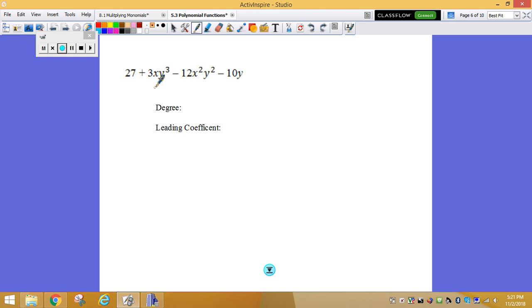Here, whoa, check this one out. Again, I have two variables, right? I have an x and a y. So this is not a polynomial in one variable. So I don't even worry about that. All right, here, my exponents are a 3 and a 2, and this one's a 1. What's the biggest exponent? The 3. What's the number in front of that? A 1/5.